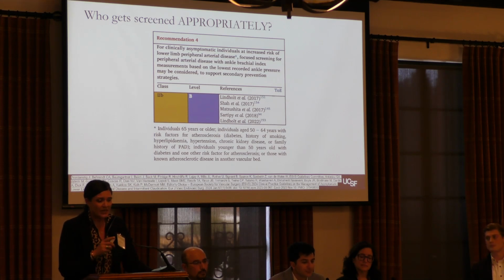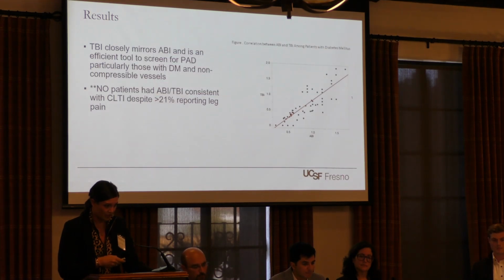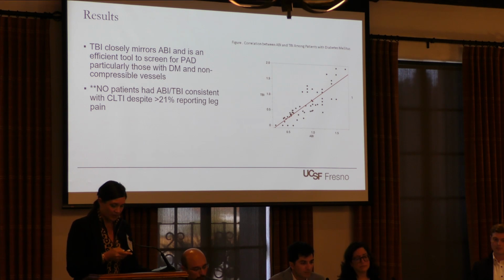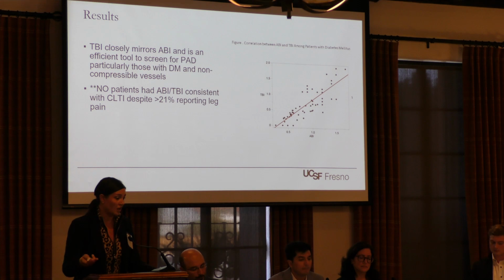The European Society for Vascular Surgery established guidelines for who's at risk for PAD and how we should do focused screening. Interestingly enough, they recommend doing it with ABIs, and in the next few slides, I'm going to convince you why I think we should be switching that. So we recently did a correlative analysis, with the help of Dr. Caitlin Hicks. I'm sure you know her. And we were able to demonstrate that TBI closely mirrors ABI and is actually an efficient tool to screen for PAD, particularly in this high-risk patient population that largely has diabetes, where their ABIs would normally be non-compressible.